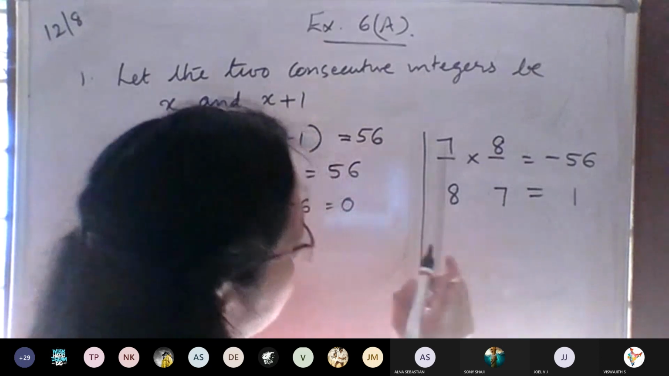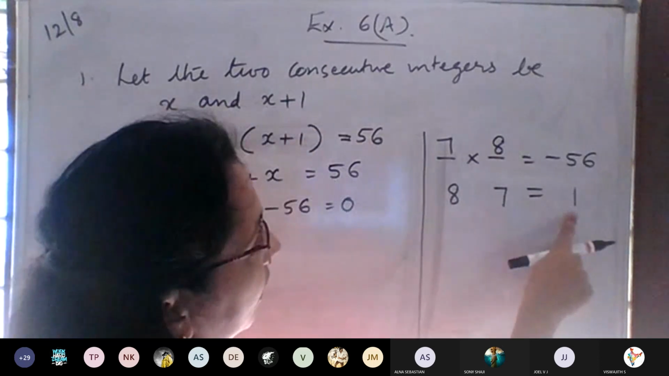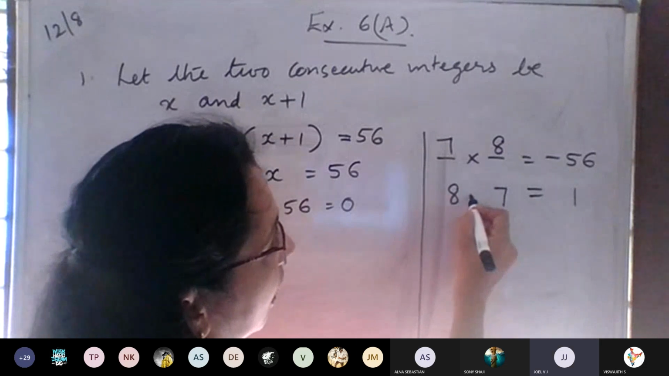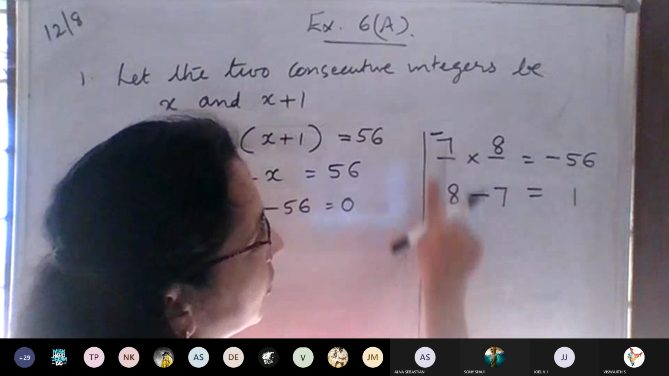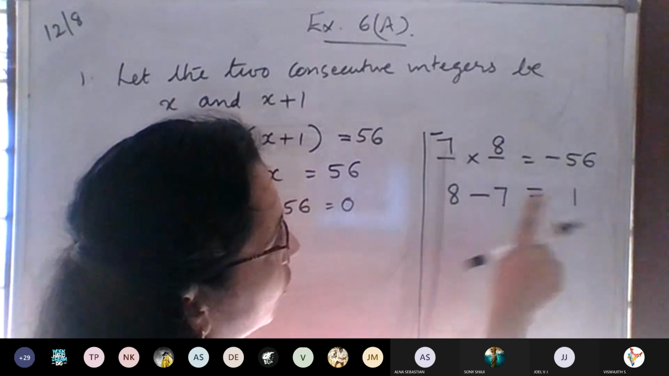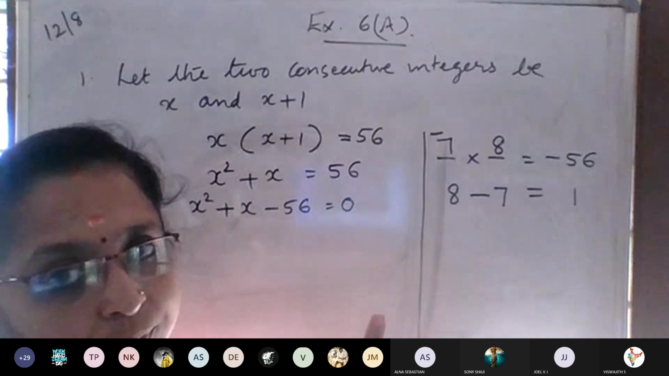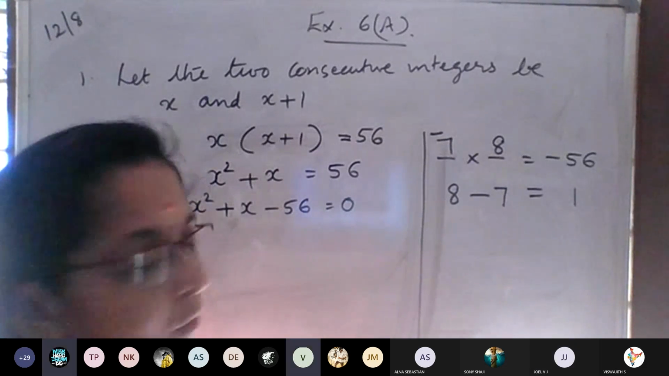So which one should we write as positive and which one as negative? Negative 7, and 8 positive. So negative 7 into 8 is negative 56, and 8 minus 7 is equal to 1. Is it clear? Others? All got it now? Okay.